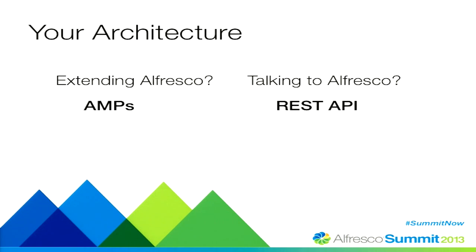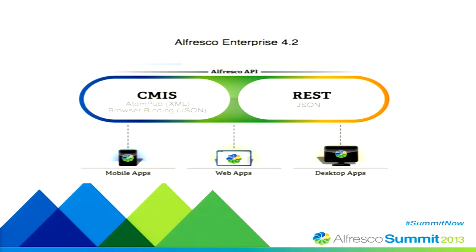We had those two different choices. We've got our on-prem, or we're developing apps that talk to some form of Alfresco. That could be cloud, that could be on-prem. So if we look at that, we've got the Alfresco API that encompasses CMIS and then our public REST API. Who here is already familiar with CMIS? Content Management Interoperability Services? Okay.